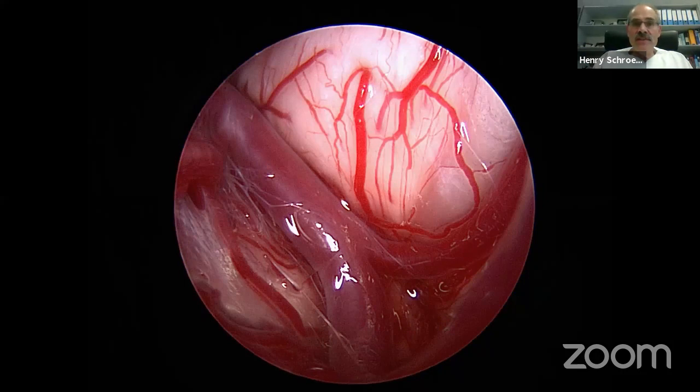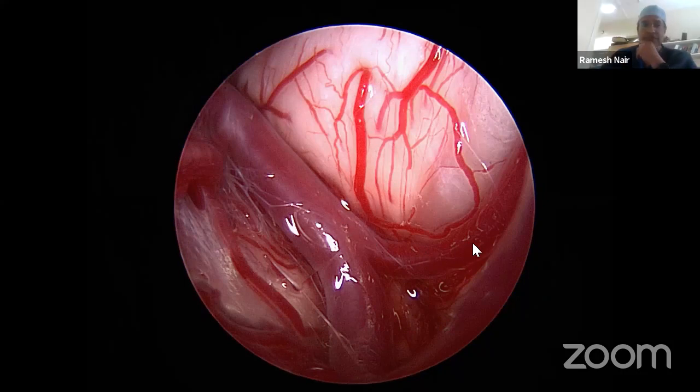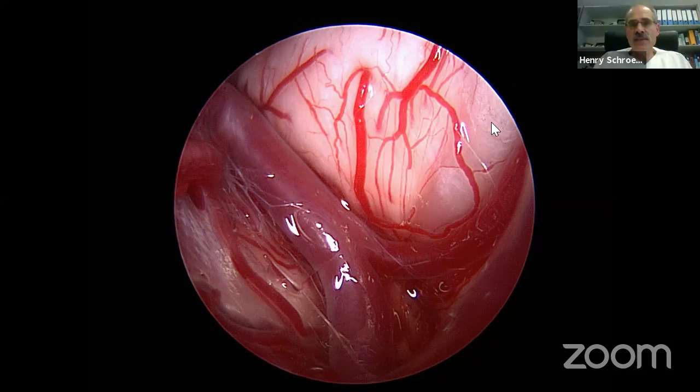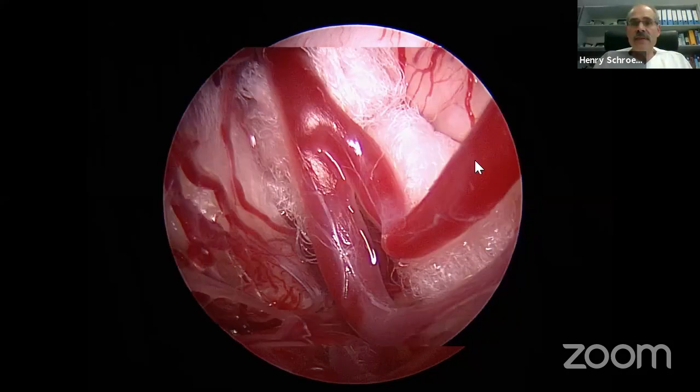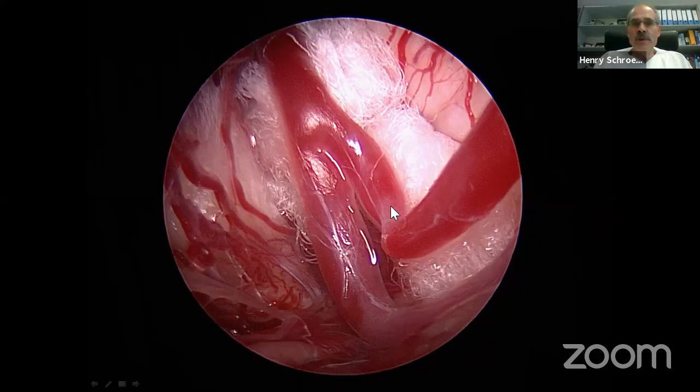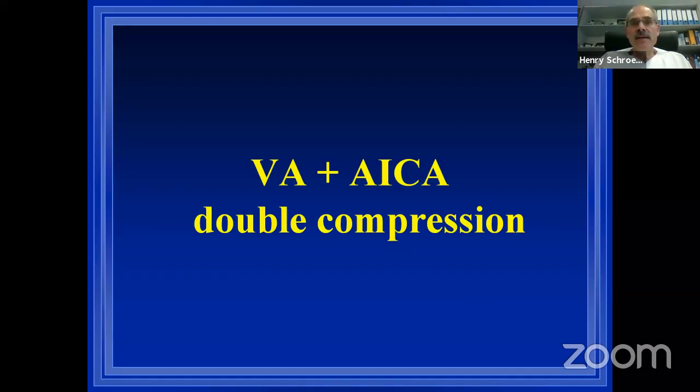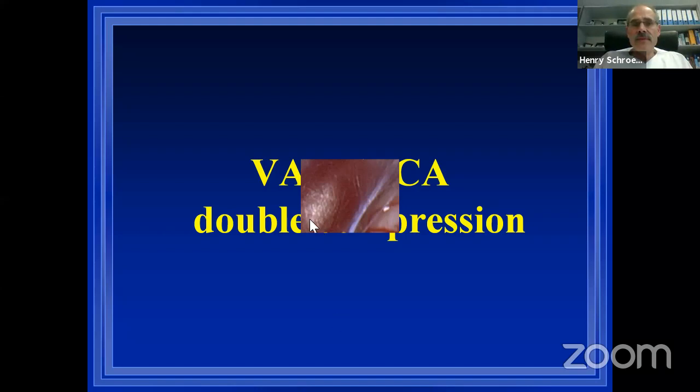So here's another compression. The common trunk gives rise to ICA, PICA, and here you see the facial nerve. After decompression, ICA loop, PICA loop. The compression is always different. This is vertebral artery and ICA, double compression.